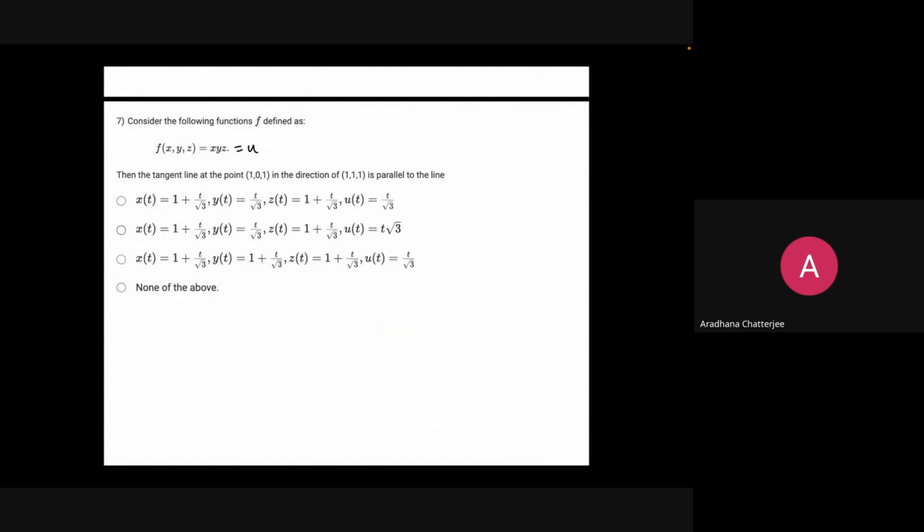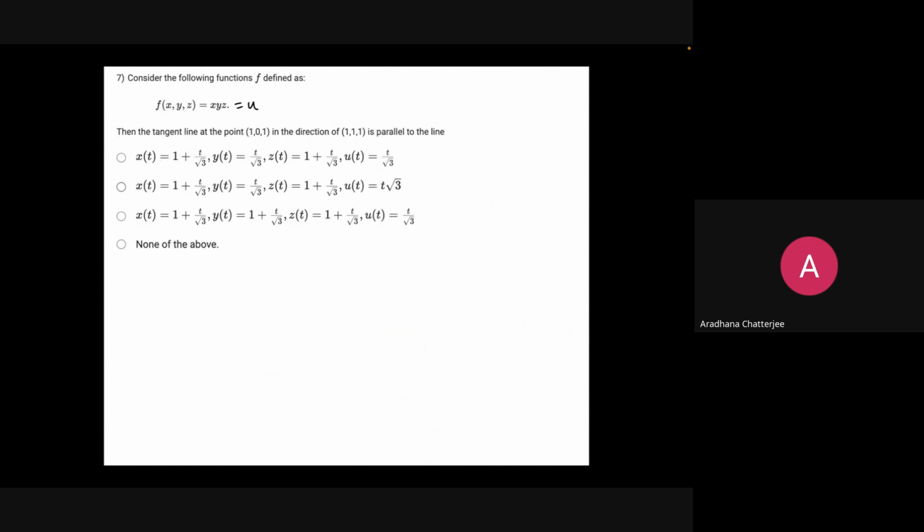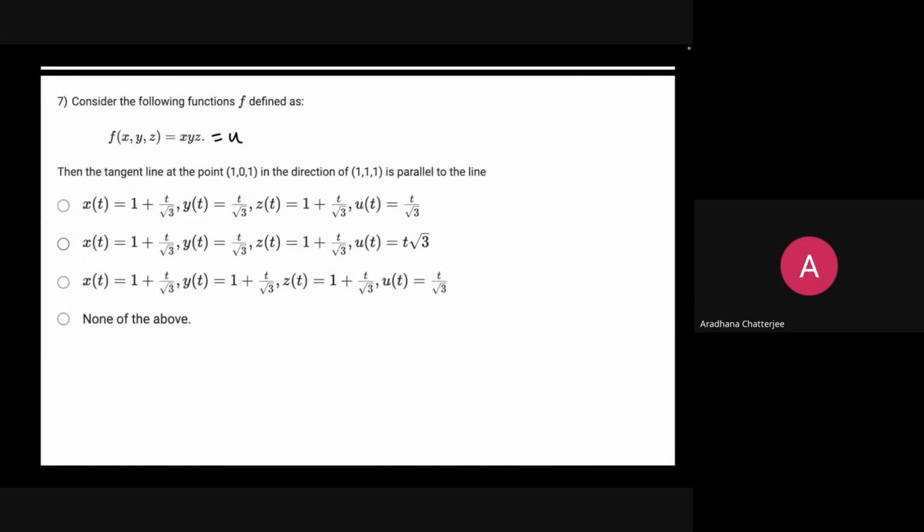So this problem is the same, but let's go through it anyway. First we'll get u. u is basically f of xyz at the given point, (1,0,1), and that is equal to 0.